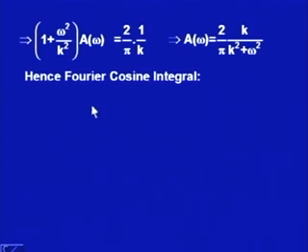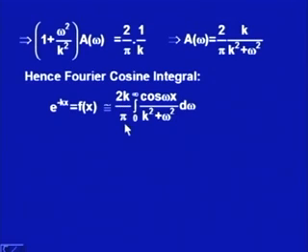Similarly, so the Fourier cosine integral of this function e to the power minus kx, we could write as 2k upon pi integral 0 to infinity of A(omega) cos omega x d omega. So A(omega) is 2k upon pi times (k square plus omega square). Here pi is outside, and k square plus omega square inside, because the integral is with respect to omega. e to the power minus kx, f(x), is 2k upon pi integral 0 to infinity cos omega x upon (k square plus omega square) d omega for x positive and k positive.